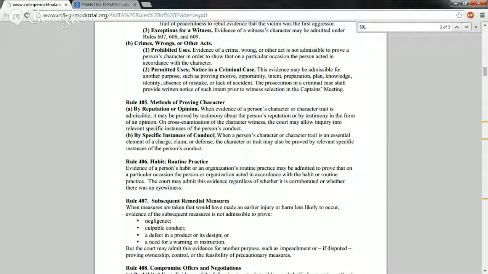Let me explain. Essentially, there's three methods of proving character included here: reputation and opinion, which are slightly different but pretty much the same under 405A, and then specific instances of conduct under 405B. An example of a reputation or an opinion is J.C. Longstreet has a reputation of being cheap, or I think J.C. Longstreet is cheap. Those would be admissible under 405A, barring that they are admissible for other reasons, which they may not be. And then 405B is a specific instance of conduct.